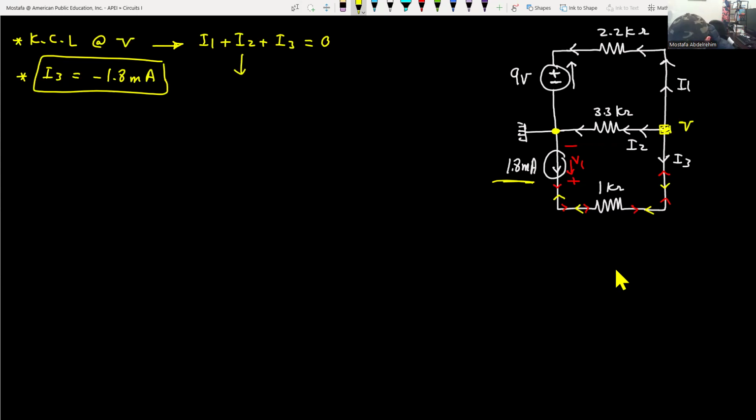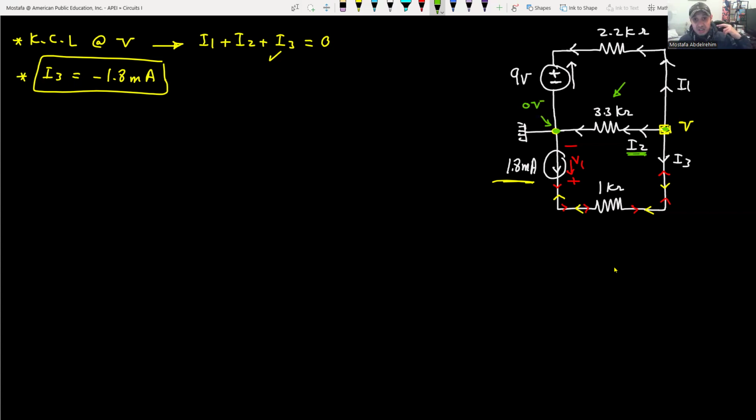So from that here, we can say that I1, or let's continue. So we get I3. Let's check now I2. Where is I2? This is I2 in here, this guy. I2 is flowing in the resistance 3.3 kilo ohms from that point, which is V, to that point, which is ground. So if a circuit has a ground, that means this point has zero voltage. So there is a zero here, 0 volt.